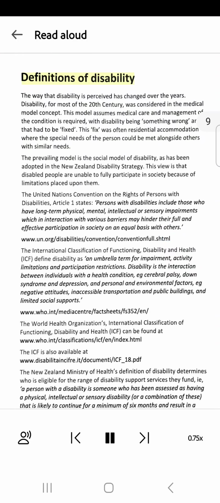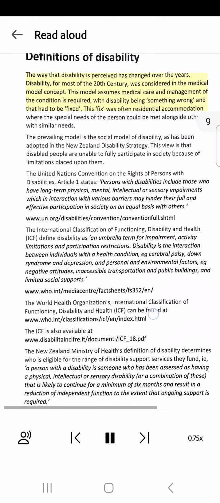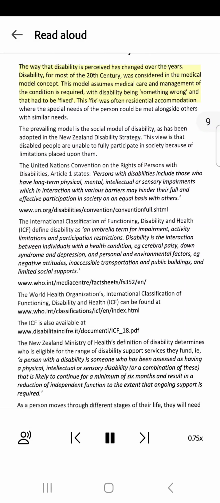5. Definitions of disability. The way that disability is perceived has changed over the years. Disability, for most of the 20th century, was considered in the medical model concept. This model assumes medical care and management of the condition is required, with disability being something wrong, and that had to be fixed. This fix was often residential accommodation where the special needs of the person could be met alongside others with similar needs.